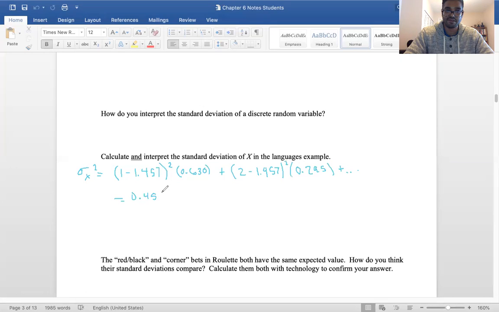And then define the standard deviation to square root this. And that equals 0.671. Okay, so we would expect the number of languages to vary from the expected value 1.45 languages by 0.67 languages.